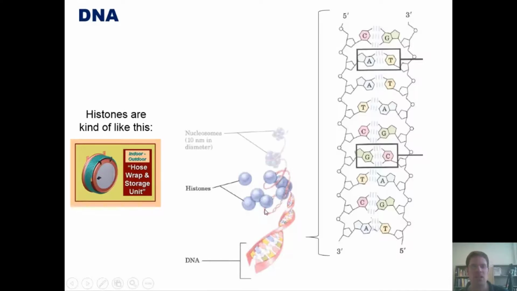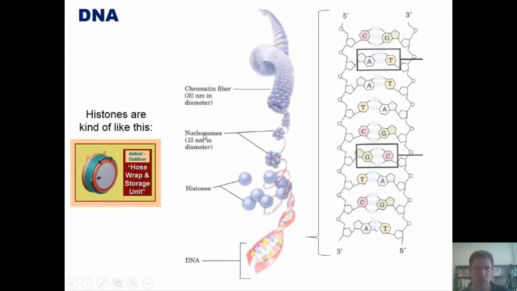So DNA gets wrapped around a histone. Then if you get a bunch of histones all clustered together, like a little grape cluster here, it looks like this, and we call these nucleosomes. Now, when you get a bunch of nucleosomes all clustered together and wound around and around each other, they end up looking like this, and this structure is called chromatin fiber. I want you to keep that in your mind as we go to the next slide.